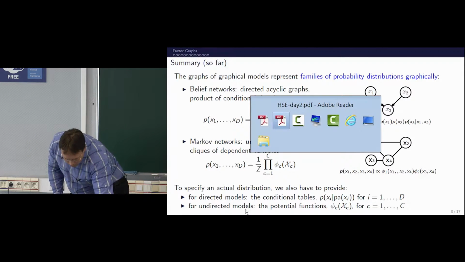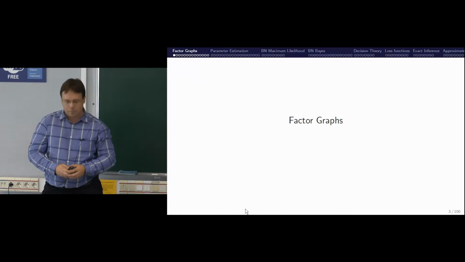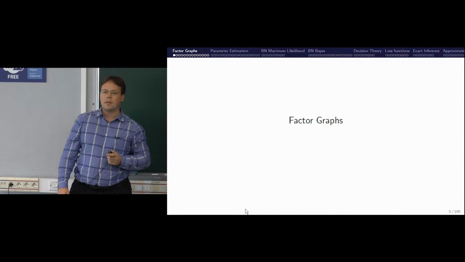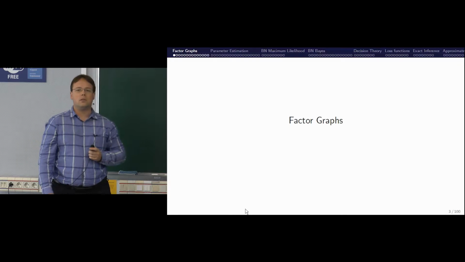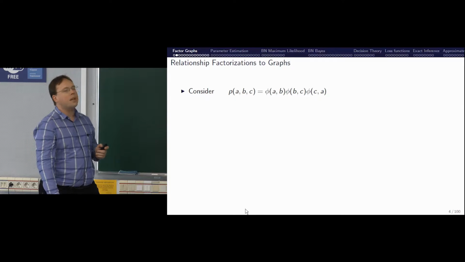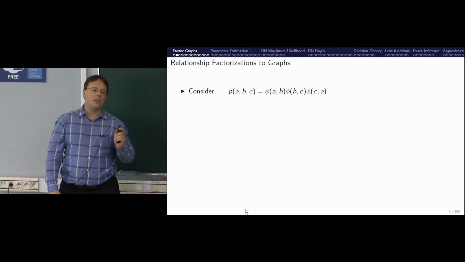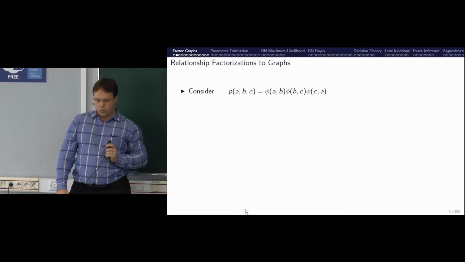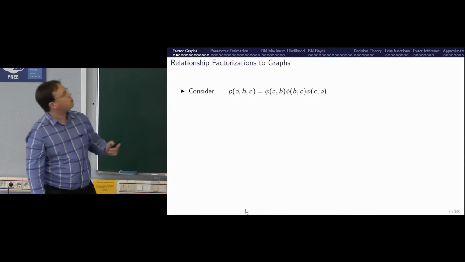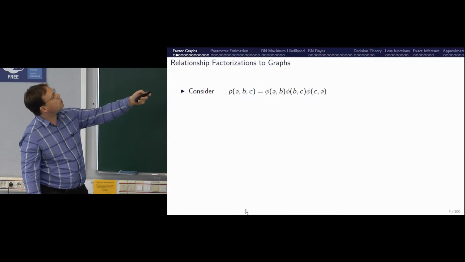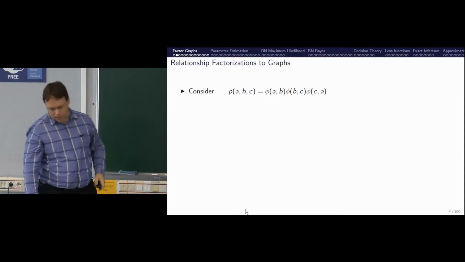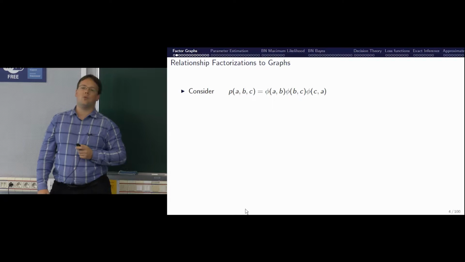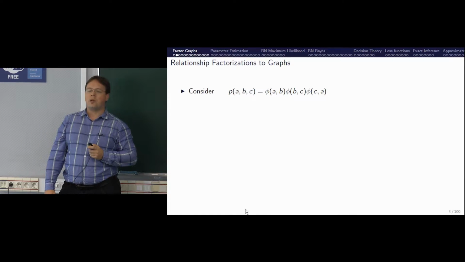So what we really want are factor graphs. Has anyone heard of factor graphs? Good. So factor graphs are based on one relatively simple observation, which is a limitation of the Markov networks that we saw before. So look at this distribution. It's a distribution of 3 random variables that's given as a product of 3 terms with 2 variables each. What's the corresponding graph in the Markov network?